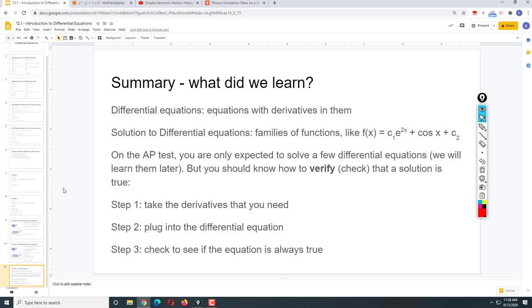How do we do that? Well, step 1, take the derivatives that you need. Step 2, plug into the differential equation. Step 3, check to see if it's true. Okay. That's it.